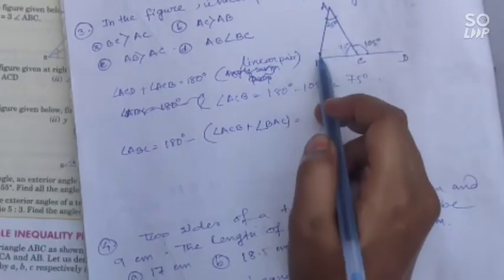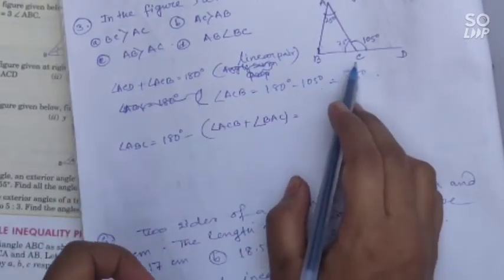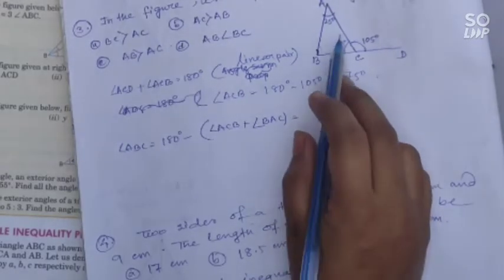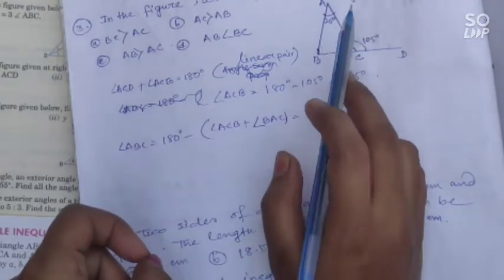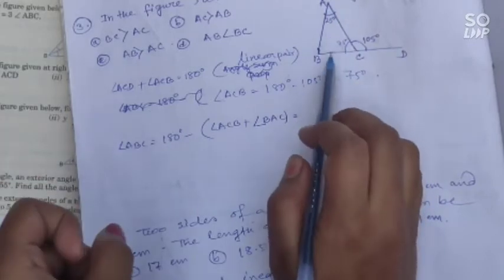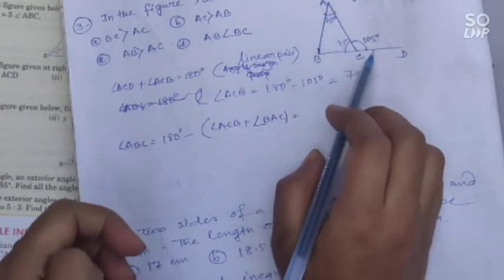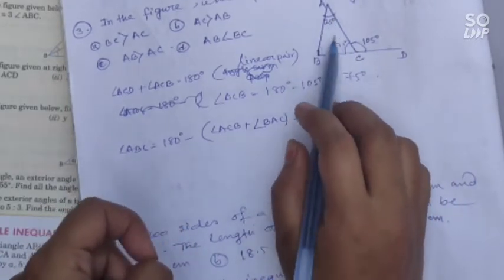Now you have to find the other angle of this triangle, angle ABC. You know that by the angle sum property, the sum of the measures of the three angles in a triangle is 180 degrees. So angle ABC, how can you find this angle where two angles are given? If you subtract the sum of this and this angle from 180 degrees, then we can find the measure of this angle.